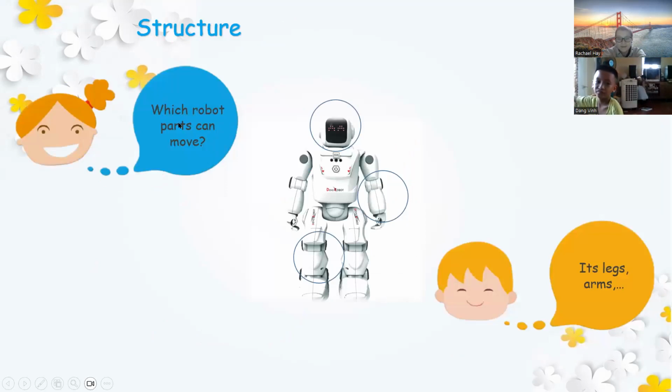Okay, what does this say? First of all, parts. Good. So what parts can move? Can you tell me? The head? Arm and leg. Yeah. Good job.